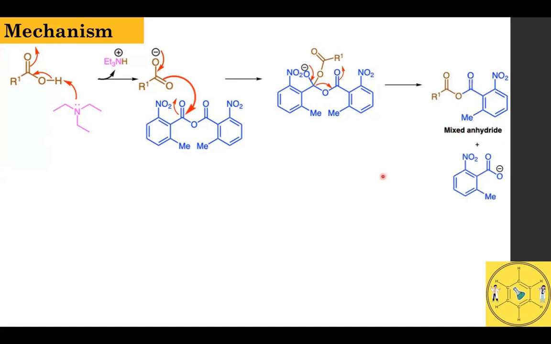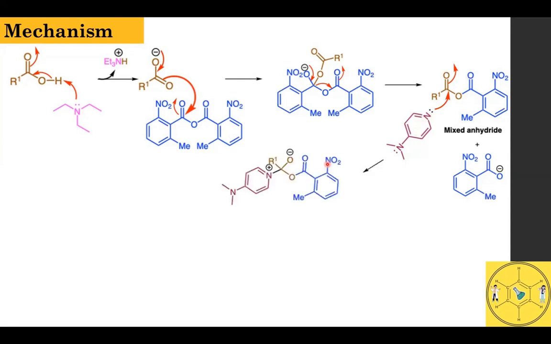Now this mixed anhydride reacts with the nucleophilic DMAP base. Here you see DMAP selectively reacts with only one of the carbonyls rather than the other, because the other carbonyl is heavily shielded by the methyl as well as the nitro group. Because of that steric hindrance, DMAP selectively reacts with this carbonyl carbon, which provides the corresponding tetrahedral intermediate.